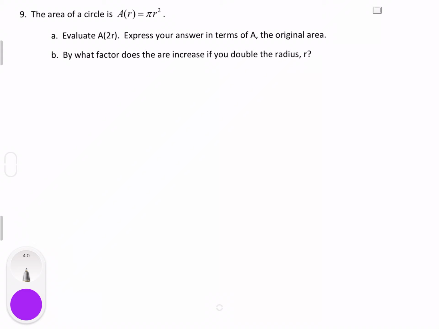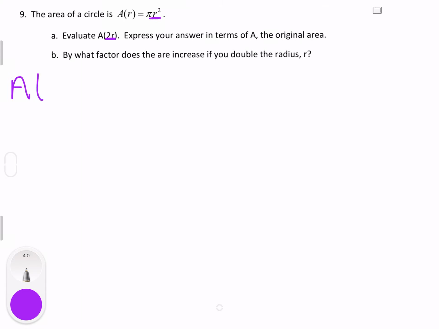Okay, so the area of a circle is given by A of r equals pi times r squared, or pi times the radius squared. So part A wants us to evaluate A of 2r and to express our answer in terms of A, the original area. So remember that when we have A of 2r, you're just taking whatever's in your parentheses and plugging that in for whatever letter is in our original equation. So we're just plugging it in for r.